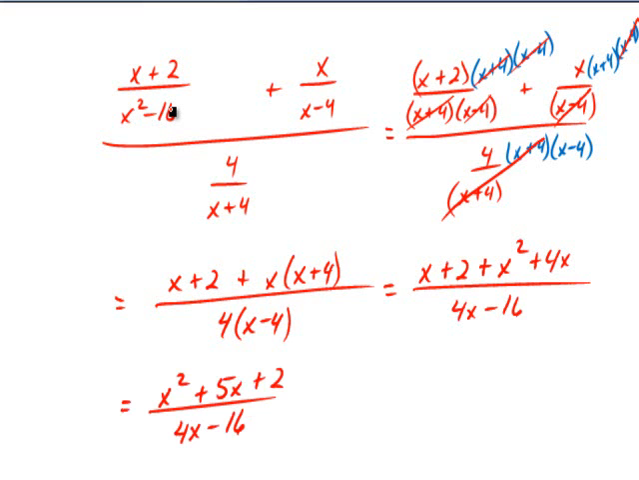If I factored this denominator back down again, I would get the 4 times x minus 4, but since the numerator doesn't factor down any, I can't cancel any factors down any further, so I have a simplified version of the answer at this point.